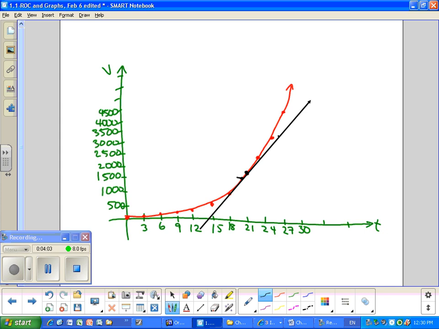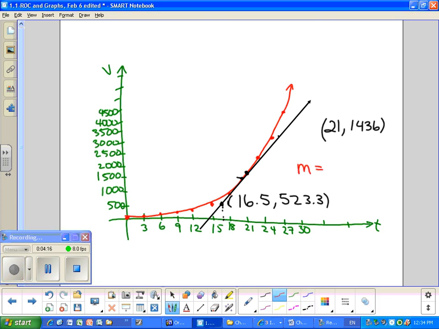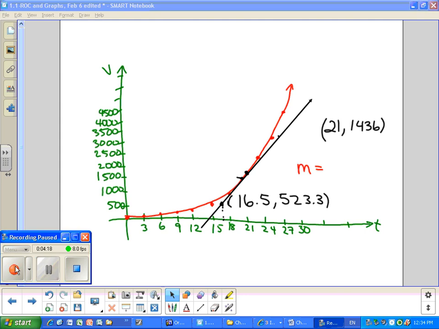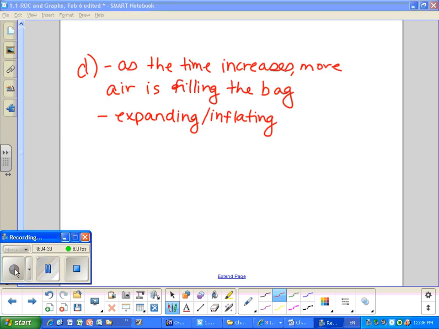So what's another way we can try to find the slope of this black line based on the information we have? So there's where we estimated the point. So with those 2 points, you're going to figure out what M would be. So what did we get the slope to be? 202.82. Good. And then it's the same problem still, so it will still be centimeters cubed per second. And there's part D.